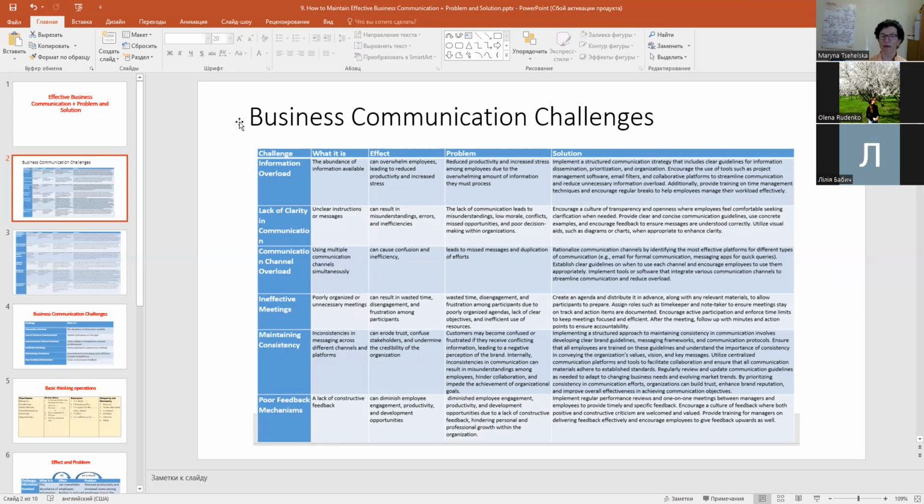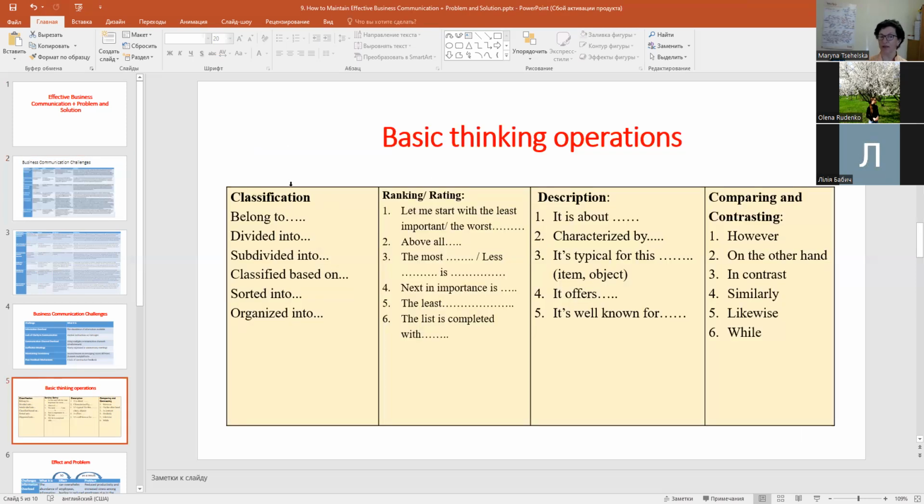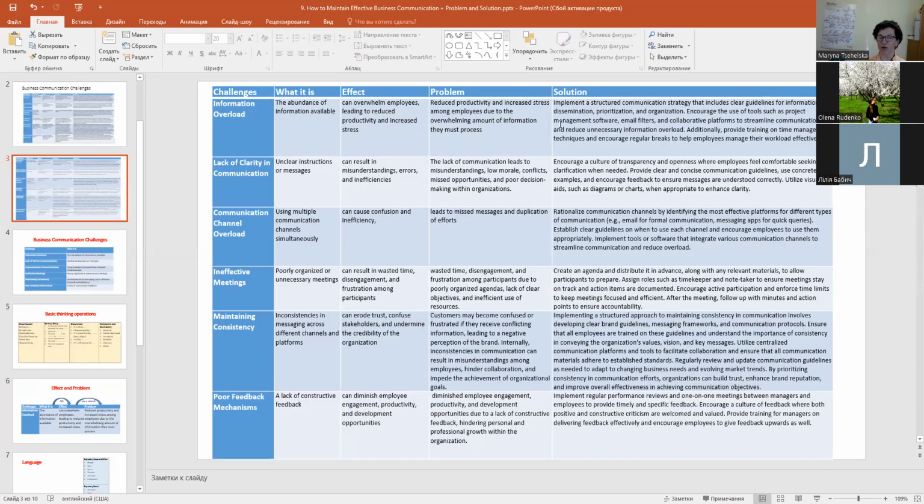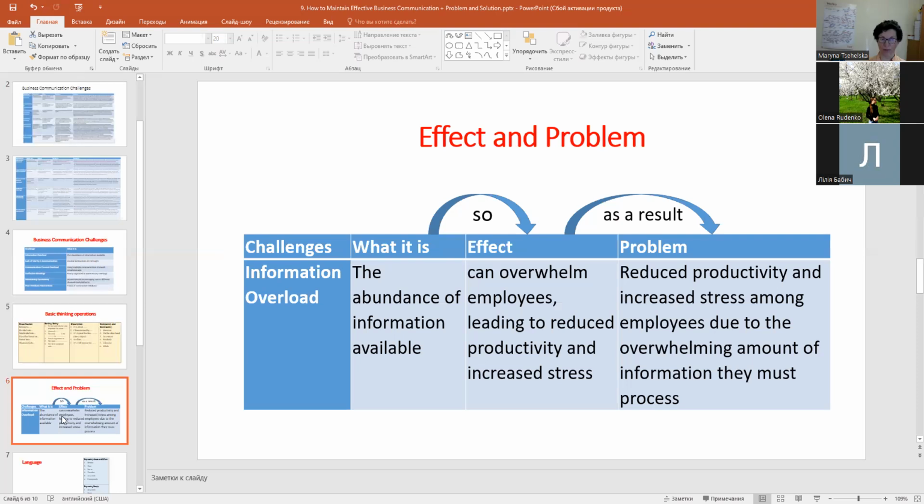Yeah? You see that I tried to describe business communication challenges very briefly using classification, ranking, and description. So today we will review the effect and the problem, and we'll go further. We will talk about the solution. So let's analyze the relationship inside this first part of the table.